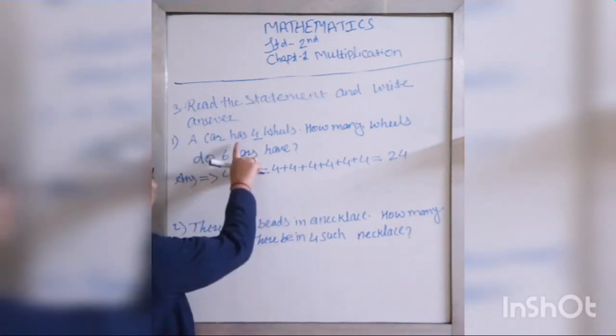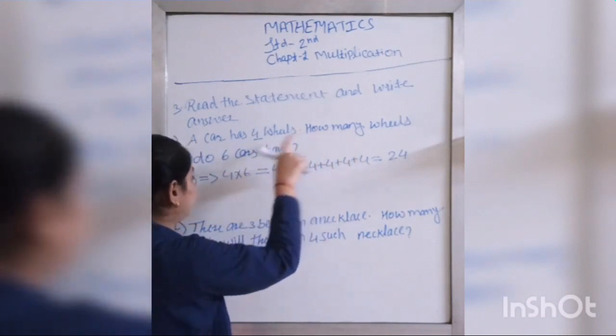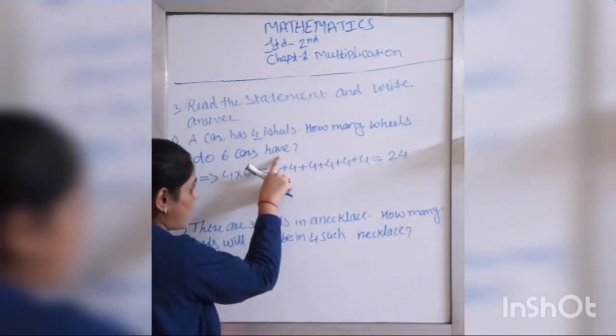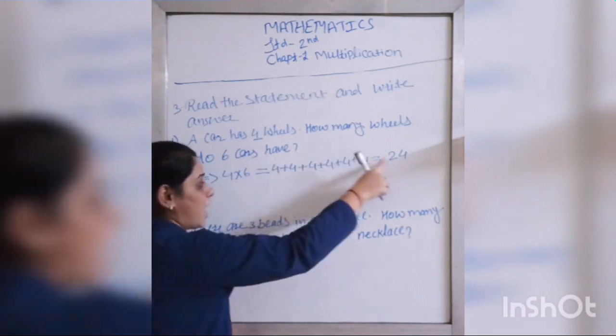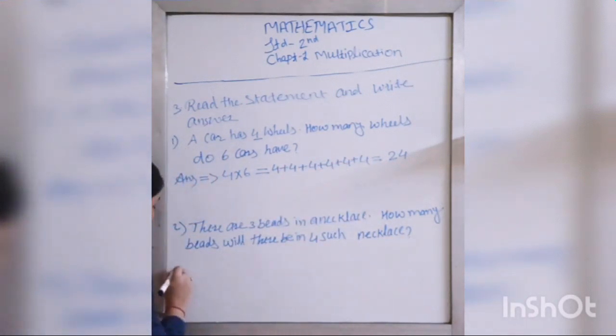Okay. A car has 4 wheels. Then how many wheels do 6 cars have? So 6 cars will have 24 wheels. Understood? See another one.